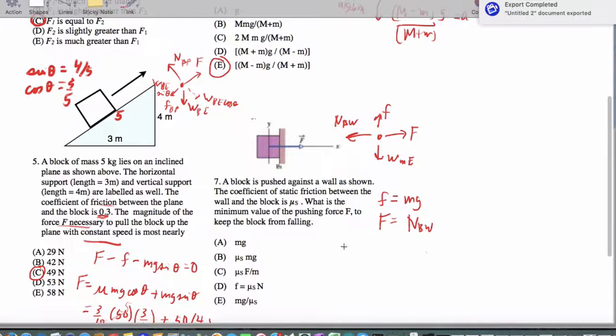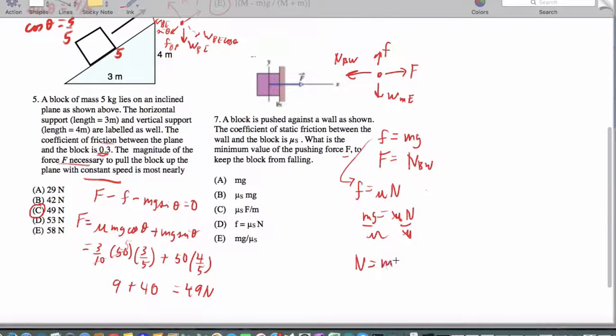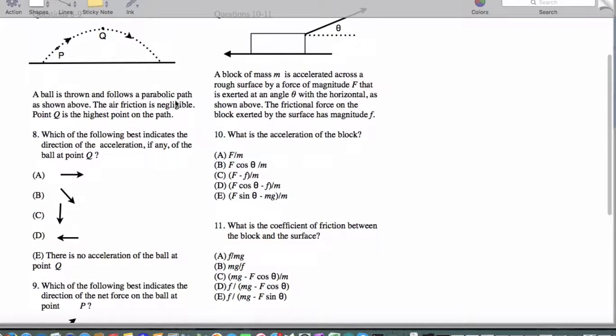Now what we're going to do is figure out what this pushing force needs to be to keep the block from falling. So we know that friction is mu times N. We also know from this equation that friction is mg, so we have mg equals mu times N. We isolate N by dividing by mu, and so what we end up getting is that the normal force is mg divided by mu, and since that actually balances the pushing force into the wall, that means the force we need to push the block to keep it from falling is equal to the weight divided by the coefficient of friction.